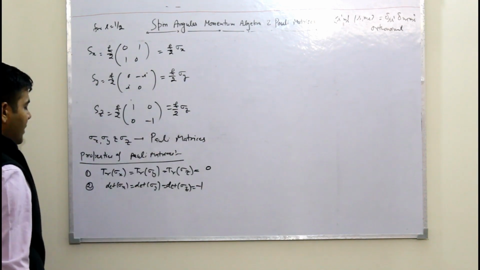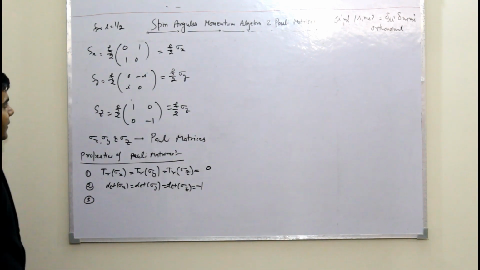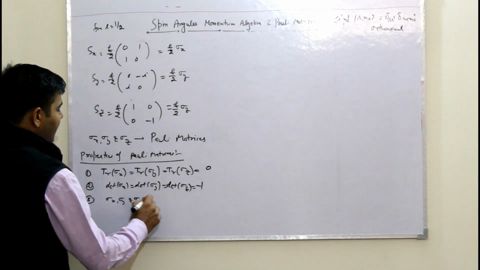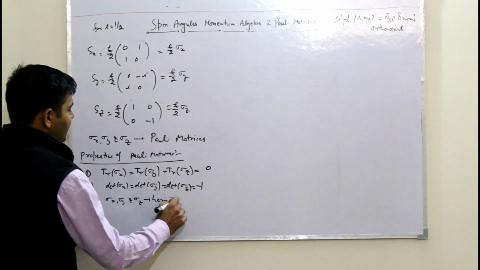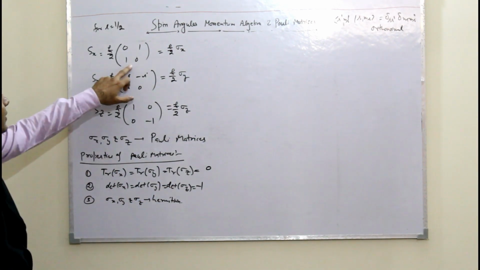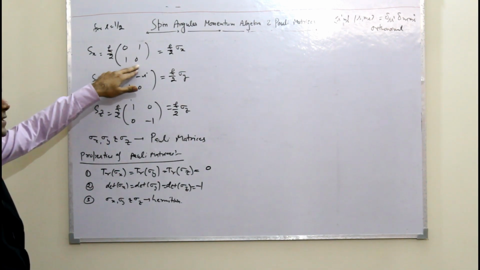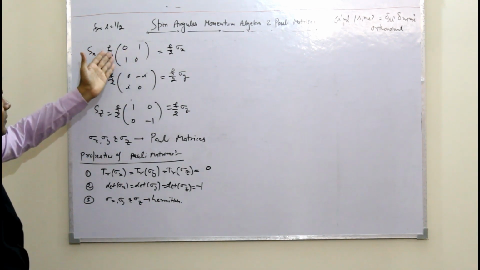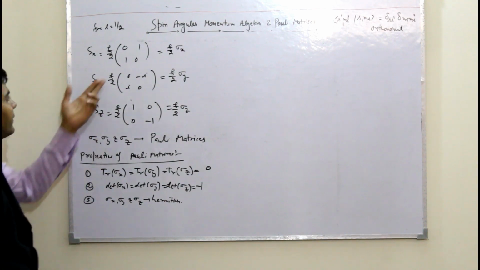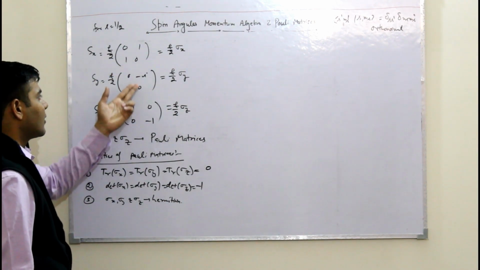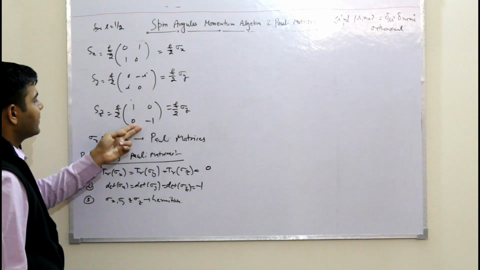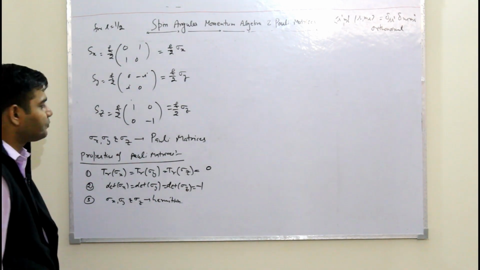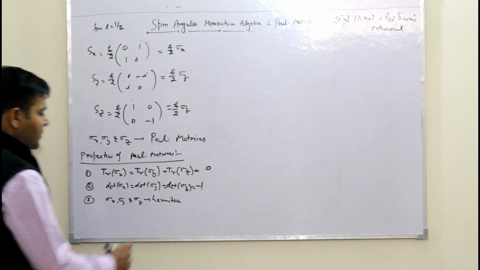Similarly for this. Third property that can be seen is that sigma x, sigma y, and sigma z are Hermitian. That means if we take a complex conjugate and then transpose of this matrix, it is the same. A complex conjugate will not affect it because it has real entries, and transpose will convert rows into columns and give the same matrix. Similarly here, we take a complex conjugate and then transpose, we get the same matrix back. Similarly here. So these are Hermitian in nature.